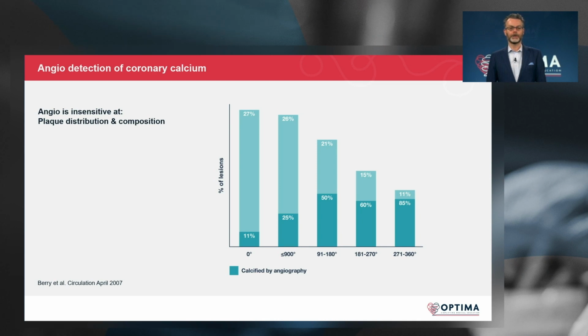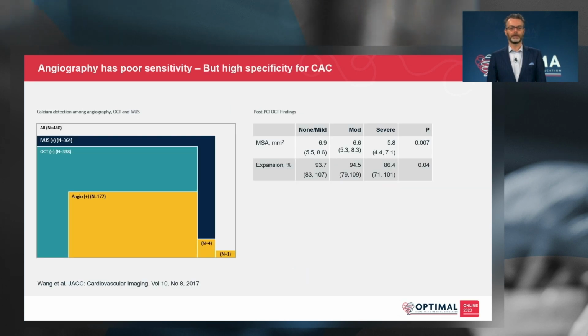So we know that angiogram is insensitive at detecting coronary calcium. And you can see from this graph that the calcium that is seen in intravascular imaging is often not seen on the angiogram. But if you do see calcium on the coronary angiogram, it is likely to impact on stent expansion. You can see that in this OCT study, which showed that if severe calcium was seen in the coronary angiogram, then that translated to a smaller stent area at the end of the procedure.